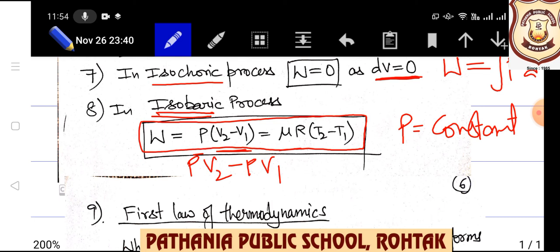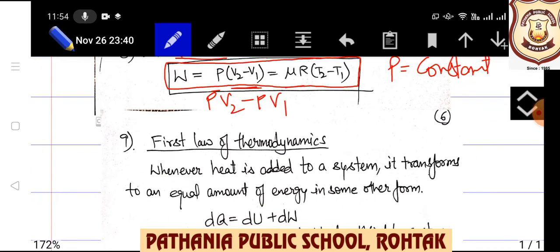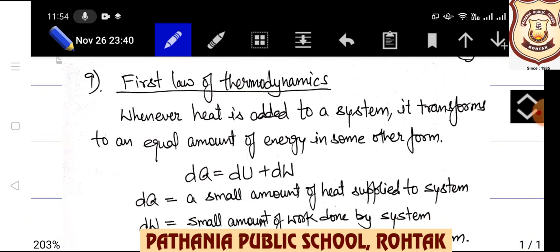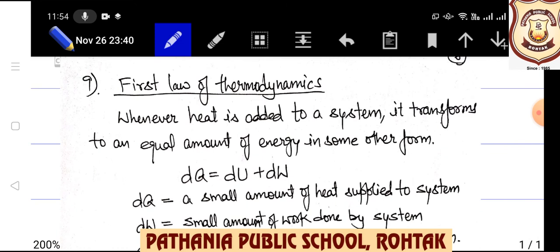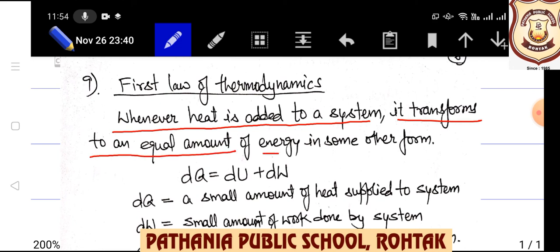The next topic is the first law of thermodynamics. The first law of thermodynamics is quite simple. Whenever heat is added to a system, it transfers to an equal amount of energy in some other form. In other words, the first law of thermodynamics is just energy conservation: energy transferred to a system must convert from one form to another. It can neither be created nor destroyed.